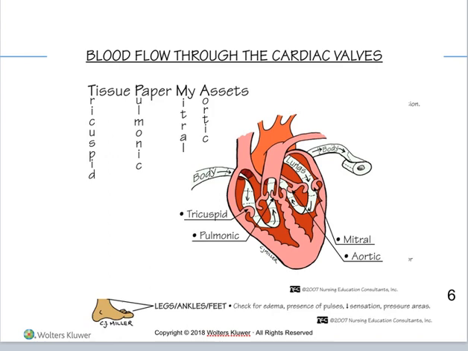So it's important to know the location of each valve, because those valves are responsible for maintaining forward blood flow through the chambers of the heart. They open and close with pressure and volume changes within the heart. The valves also protect against backflow and keep things moving forward.